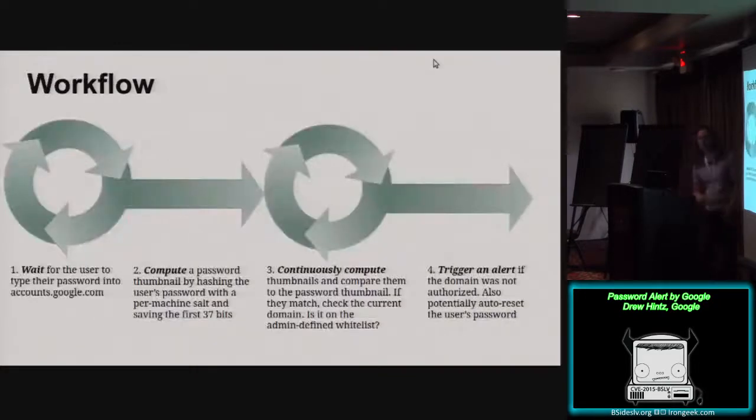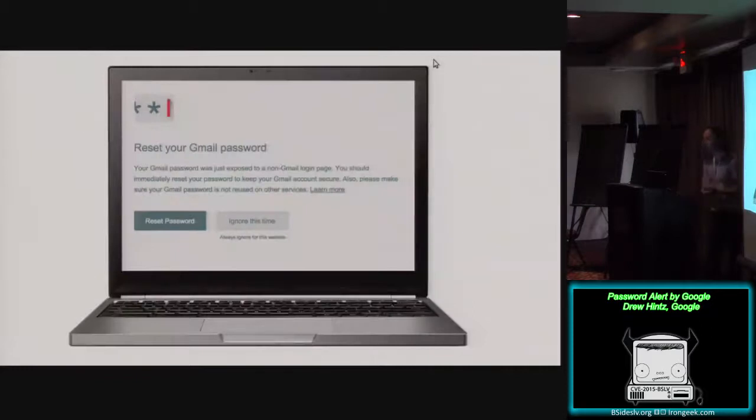So a quick overview of the workflow here: Password Alert is a Chrome extension that sits there and learns about your password whenever you successfully authenticate to Google. Once it learns about it, it saves a reduced-bit salted hash in Chrome's local storage. And from then on, it can compare whatever you're typing to see if the most recent keystrokes hash to the value that it has saved. And if it does, then it knows that you typed your password, and then it can trigger an alert.